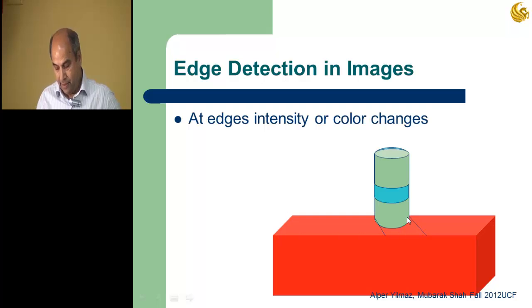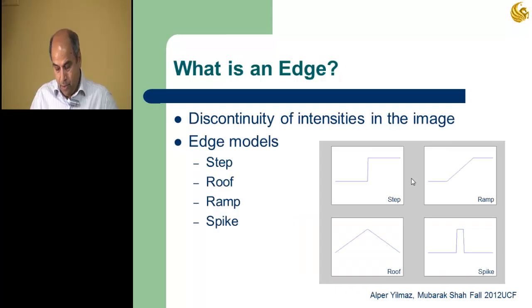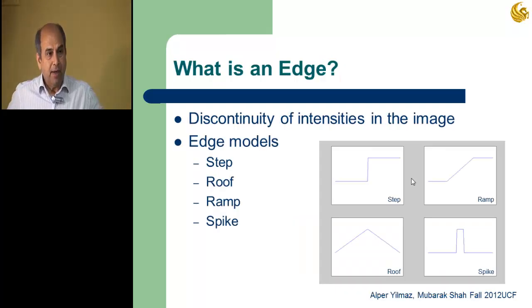If you look at here, there's an edge here, this object, and then the object is resting on. And then even there's an edge in the same object due to different texture, different gray level. So these are the edges. So wherever there's a change, that's an edge.